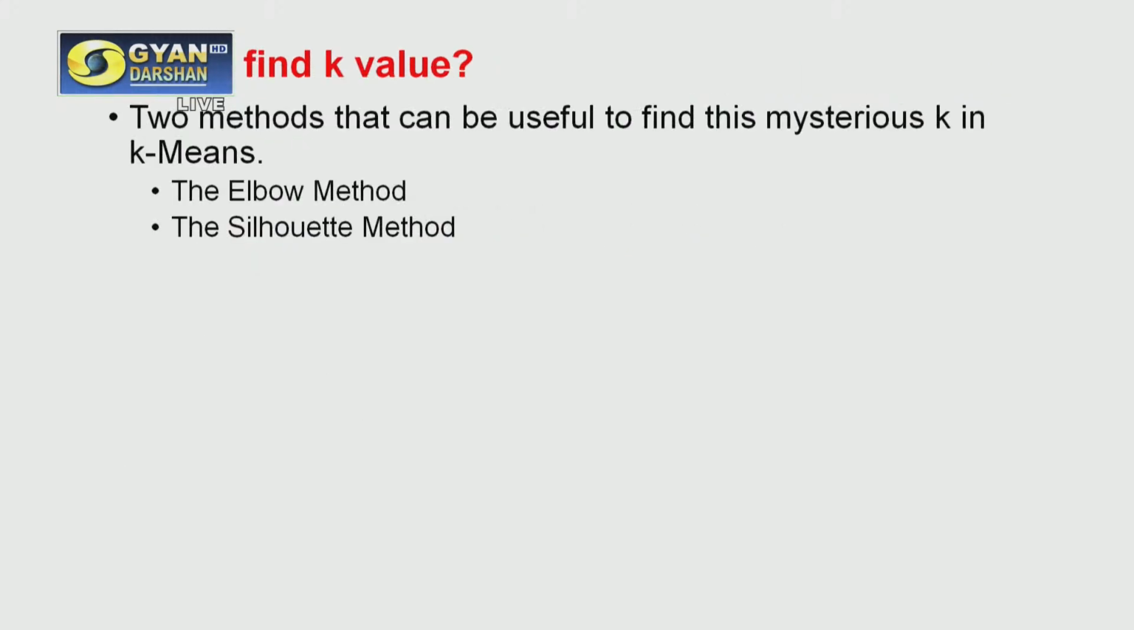Now another question which I told you in the very beginning was how to find the value of k. Like in this case we said k is equal to 2. What happens if k is equal to 3? Definitely everything changes. So there are two most popular methods which can be useful to find the mysterious value of k in k-means: one is the elbow method and another one is the Silhouette method.